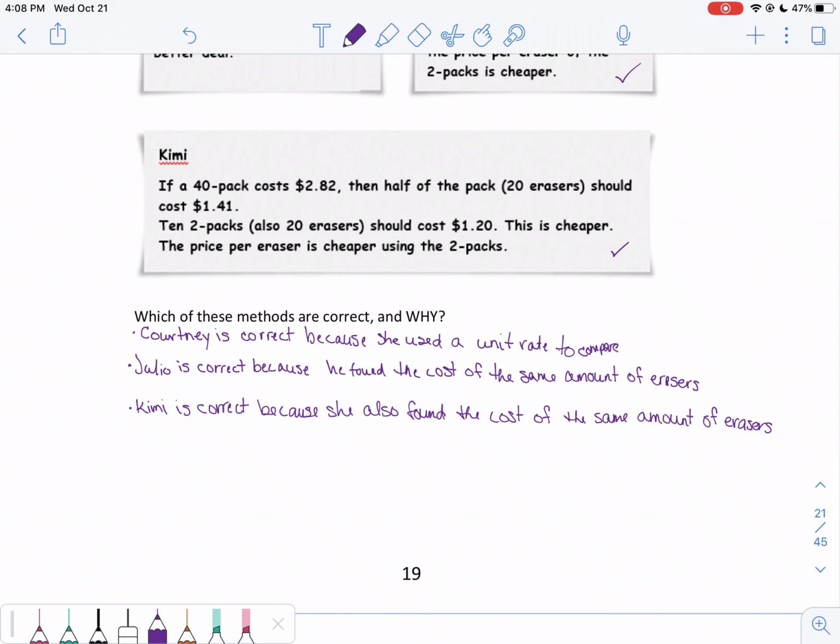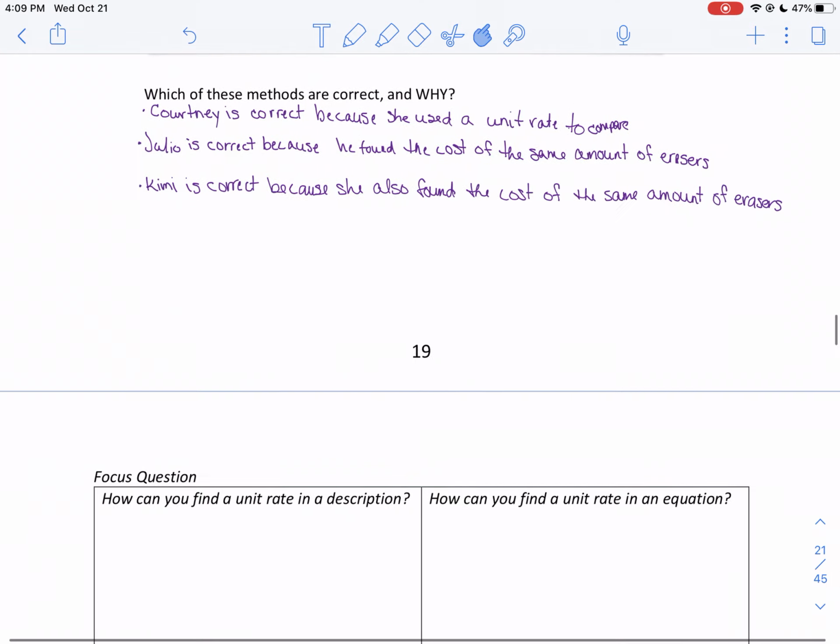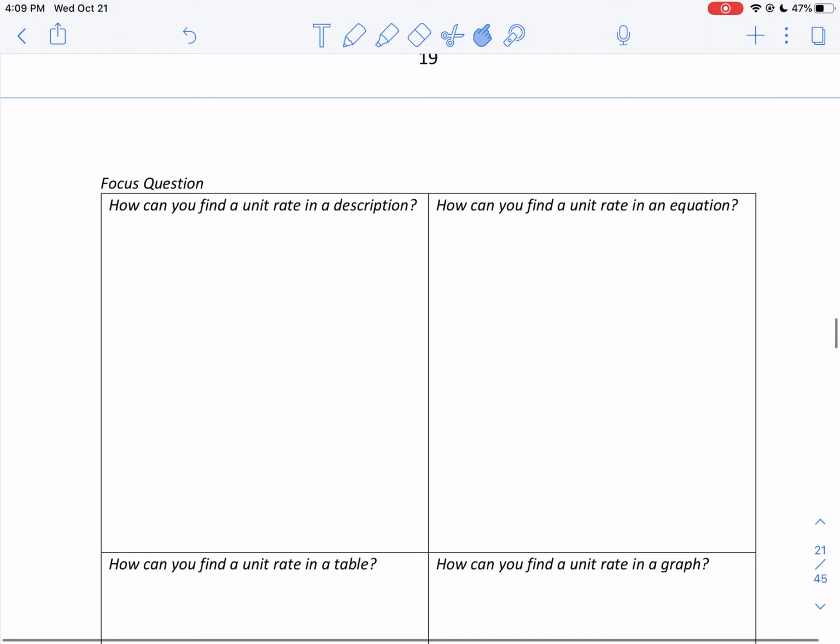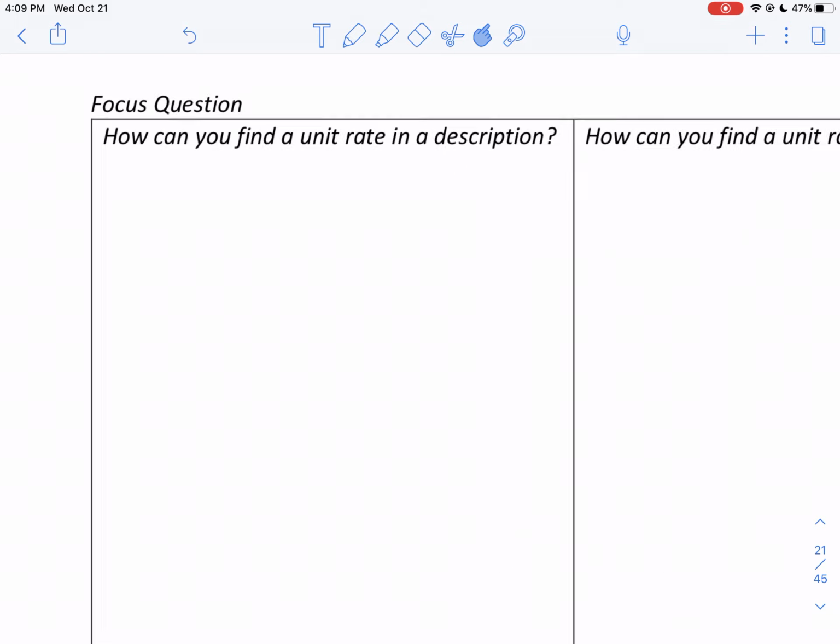So you have to remember when you're comparing, you have to keep your ratios consistent. You have to keep them proportional by multiplying both numbers by the same scale factor. Okay, so we're answering our focus question: how can you find a unit rate in a description, an equation, a table, and a graph? We're going to start with how can we find it in a description.